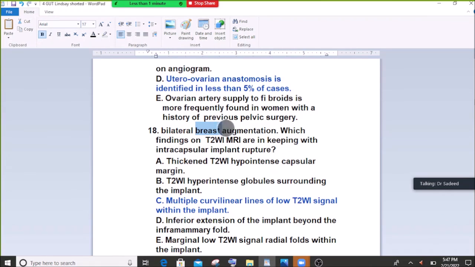Question 18. Bilateral breast augmentation. Which finding on T2W MRI is in keeping with intracapsular implant rupture? Multiple curvilinear lines of low T2W signal within the implant shows intracapsular implant rupture.